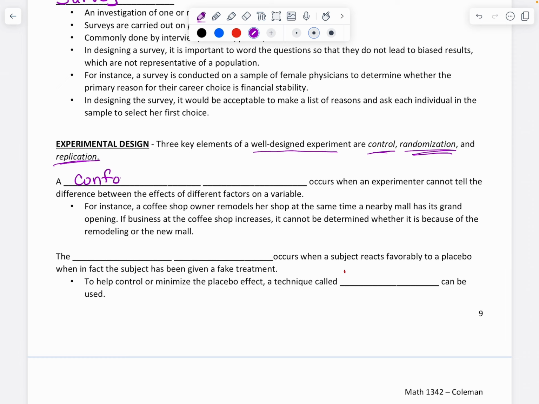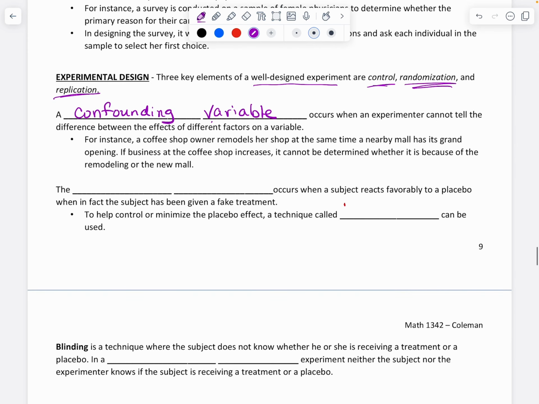So a confounding variable occurs when an experiment cannot tell the difference between the effects of different factors on the variable. So sometimes things don't work out like you thought, and we have a confounding variable. For instance, a coffee shop owner remodels her shop at the same time a nearby mall has its grand opening. If business at the coffee shop increases, it cannot be determined whether it was because of the remodeling or because of the new mall. It's hard to determine which one was at stake, so you may need to do a different kind of experiment.